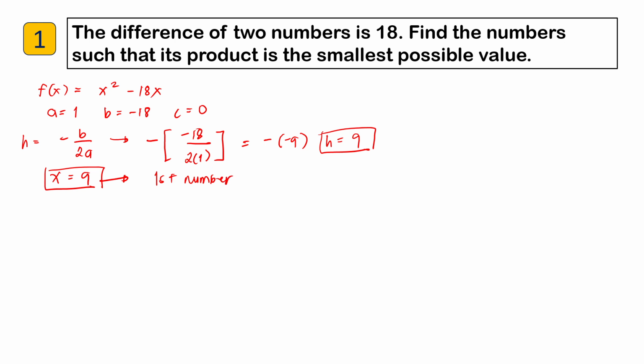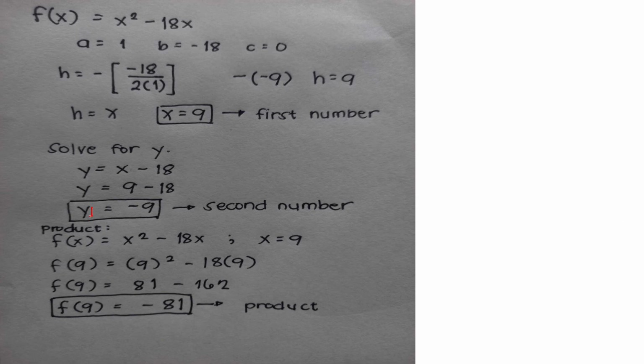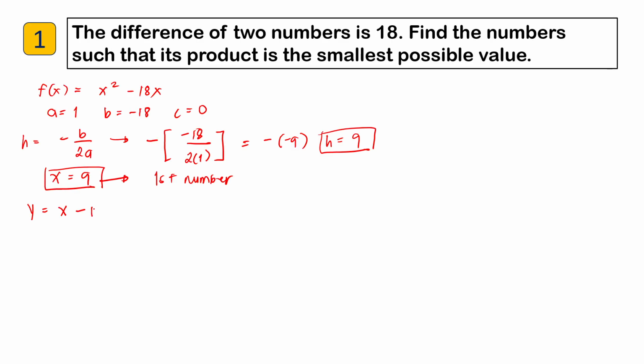Then we need to solve for the other number, which is y. The equation for y is y is equal to x minus 18. Again, that is x minus 18. So y is equal to the value of x, which is 9, minus 18. So y is equal to negative 9, and negative 9 is the second number.